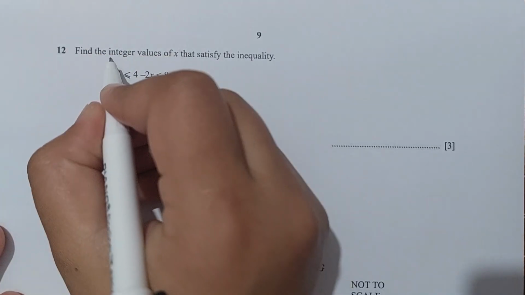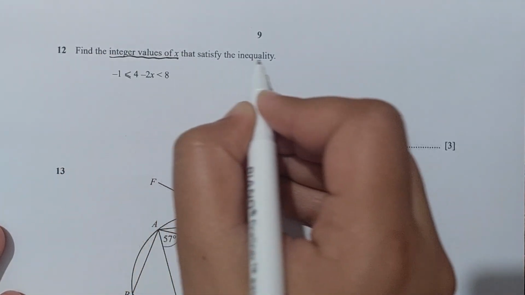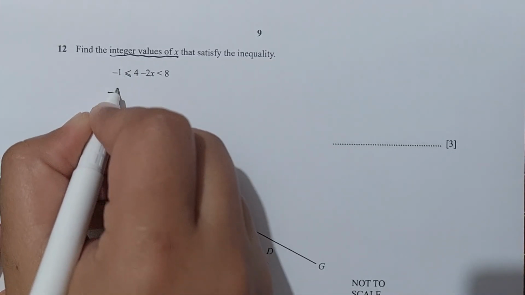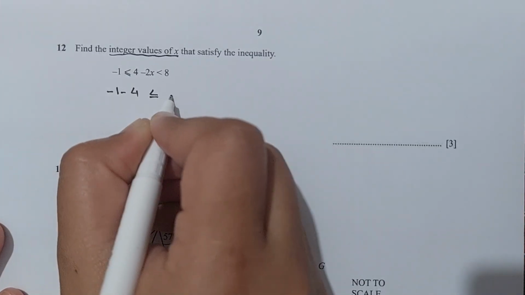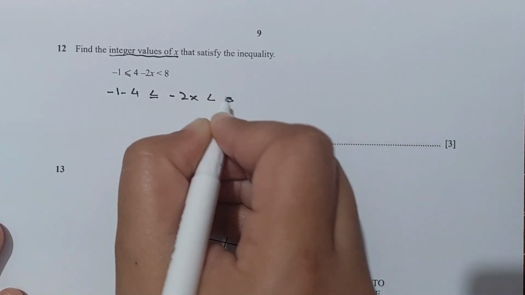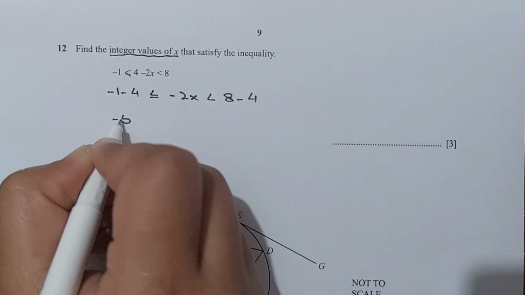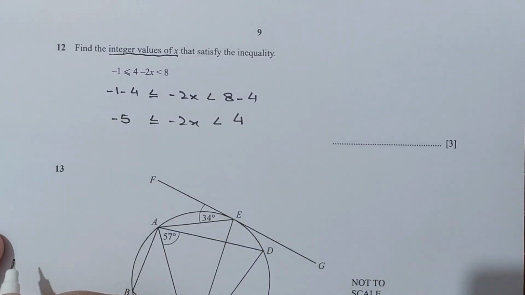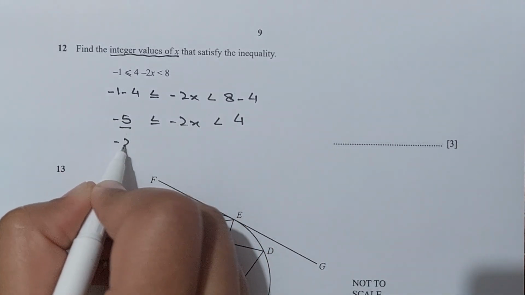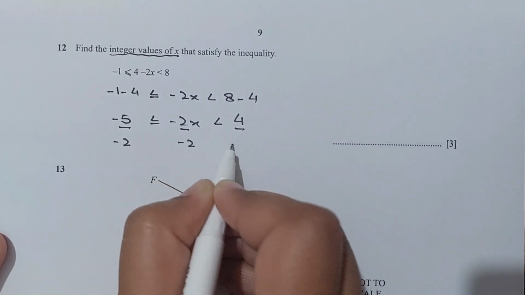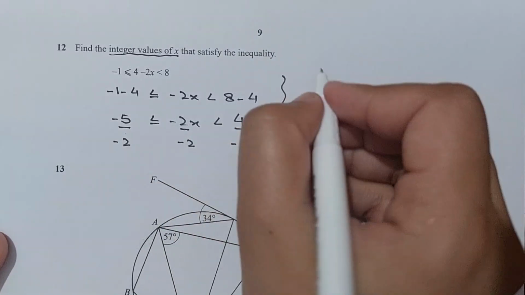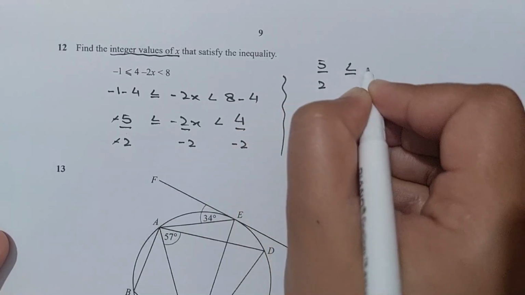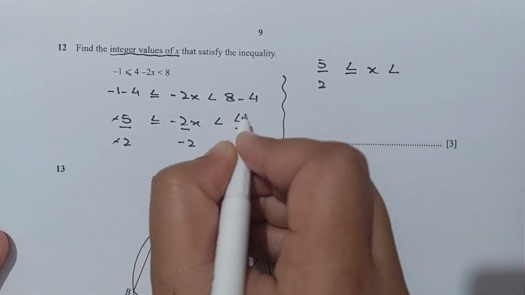Question number 12, find the integer values of x that satisfy the inequality. First we have to get rid of this 4, so subtracting 4 on both sides, this is negative 5 is less than or equal to minus 2x is less than 4, right? Now divide all of the sides by minus 2. Further simplification, minus is cancelled with minus. 5 by 2 is less than or equal to x is less than 2 times 2, which would be 4.